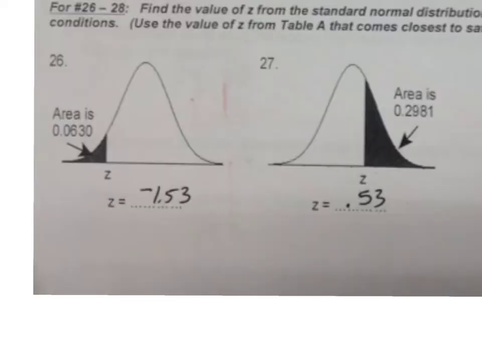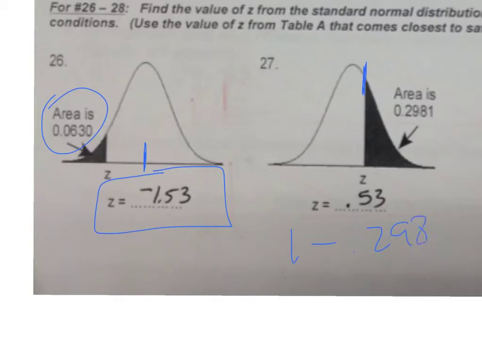On this particular one, you're actually working backwards. So you find the area that is closest to 0.0630, and that is a z-score of negative 1.53. And you kind of realize that it's below the average anyway, so that would be correct. On number 27, we're looking for this area here. So remember, 1 minus 0.2981. All right, find that, and that's going to correspond to this z-score right here, because actually that z-score gives me the area of everything to the left. So you have to subtract this from 1.